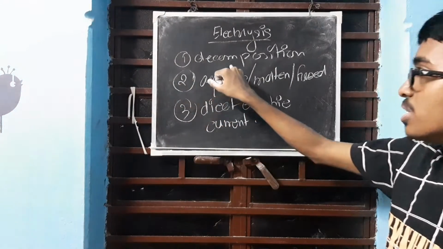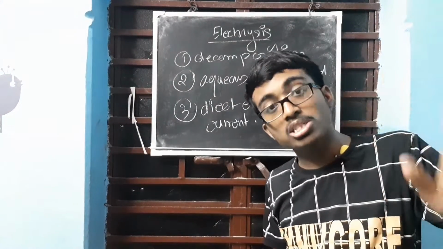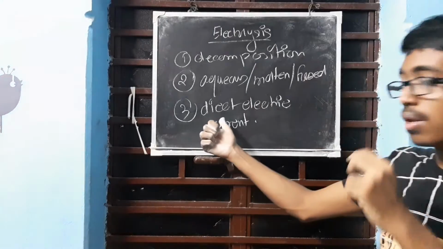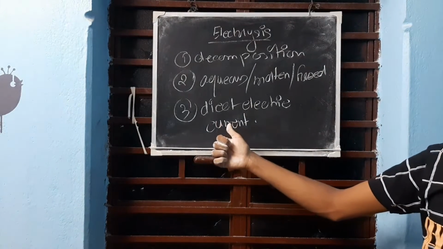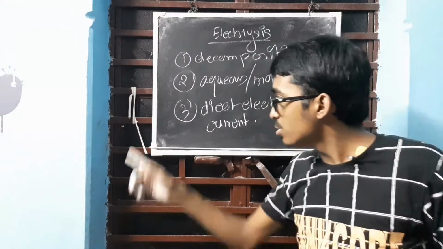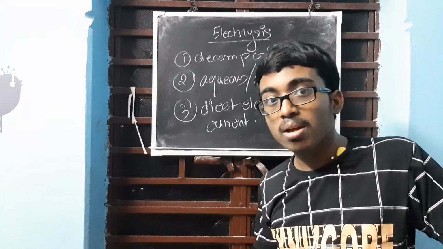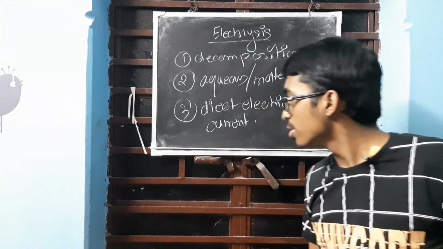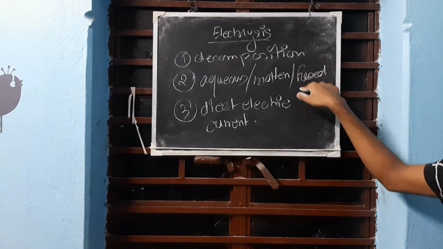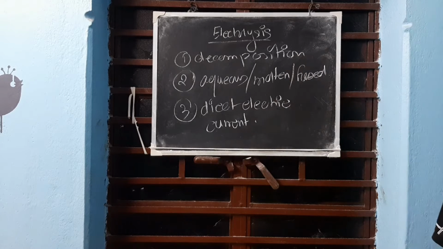What are the keywords? Decomposition of a chemical compound in aqueous state, molten state, fused state, accompanied by a chemical change with the help of direct electric current. Clear? So these three things must be there in an answer. If I miss out any one thing, a problem might arise. Must write these three things in an answer: decomposition, aqueous, molten, fused, direct electric current. This is a proper definition for electrolysis.